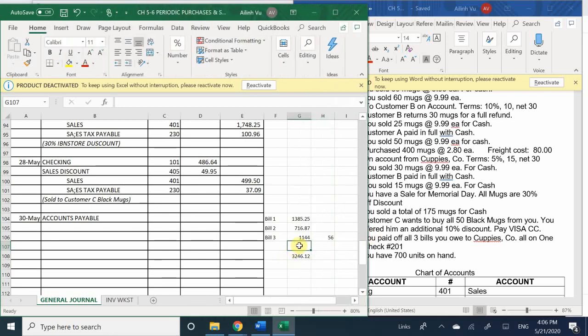Okay, so I kind of messed up over here because this is the total amount of our check amount, right? Yes. So that would be the $3,246.12. Yes, that's how much our check is going to be. Oops, wrong side.